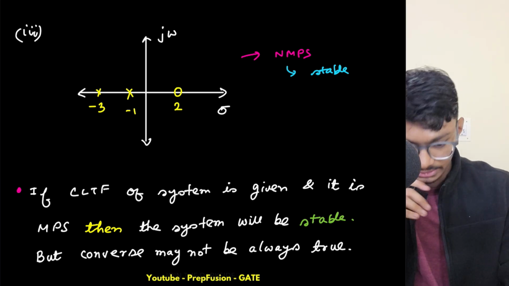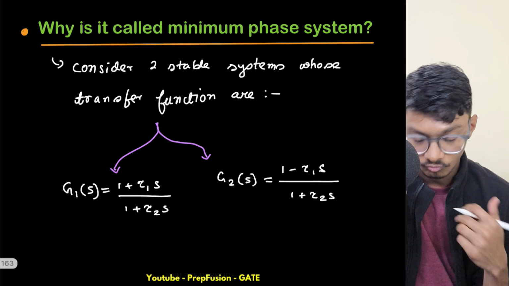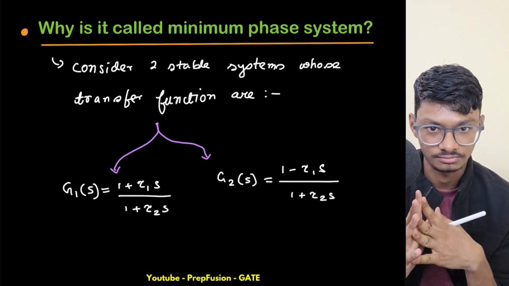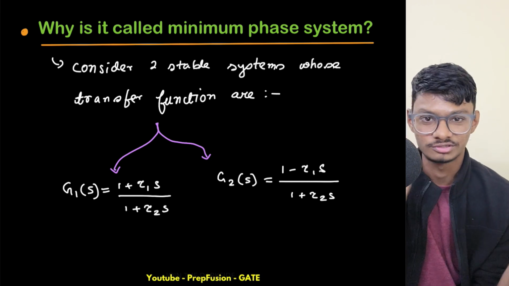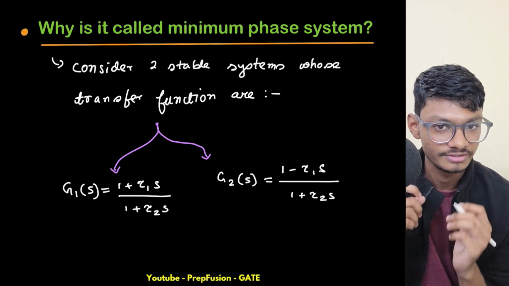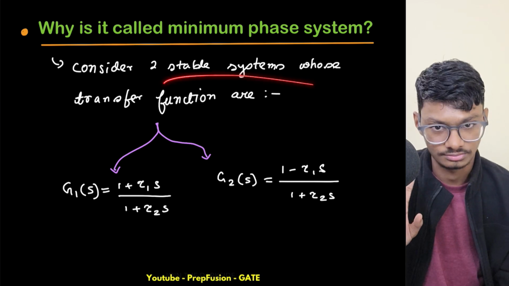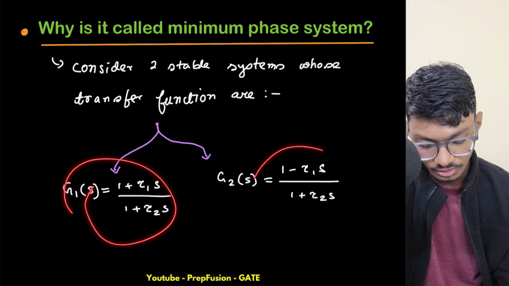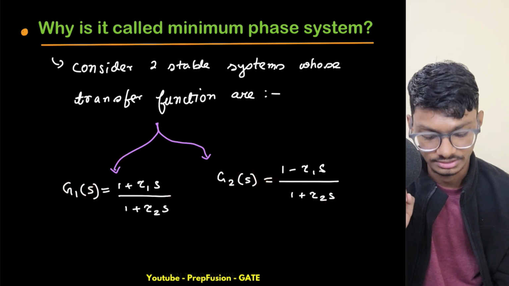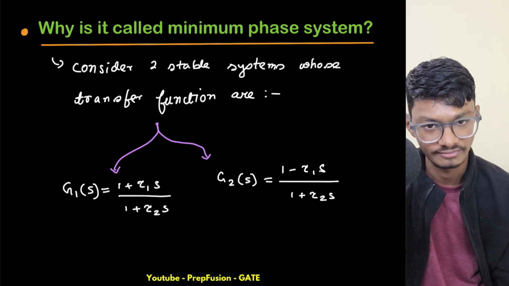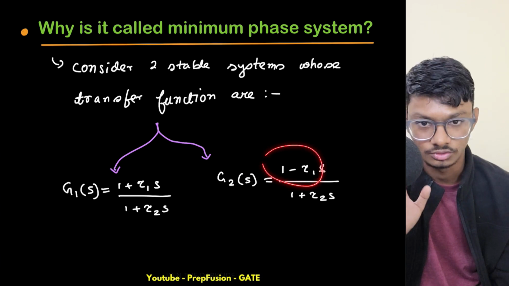Okay, so this is about the minimum phase system and non-minimum phase system, basic definition. Now, why is this called a minimum phase system? The question may arise, it could be called anything else, like no pole or zero on the right hand side. But why is this called a minimum phase system? Let's understand that. Let's consider we have two stable systems, one of them a non-minimum phase system and one of them a minimum phase system. Here all the poles and zeros are lying on the left hand side, and here one of the zeros is lying on the right hand side.